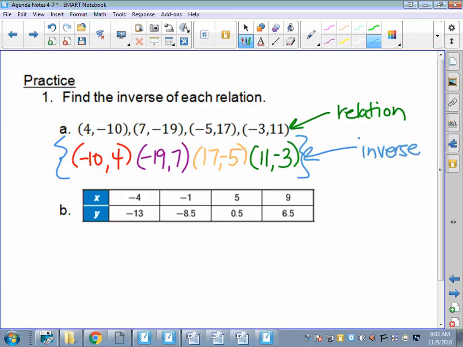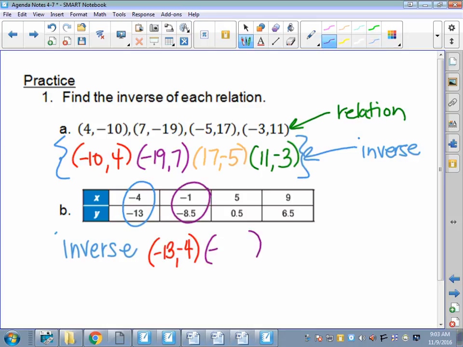So for B, I'm going to give you a table. Notice the table is x's and y's. I'm going to write my inverse as ordered pairs again because that seems easiest. So notice this is an ordered pair, -4, 13. So the inverse of that will be -13, -4. Again, I just switched the order of those two values.